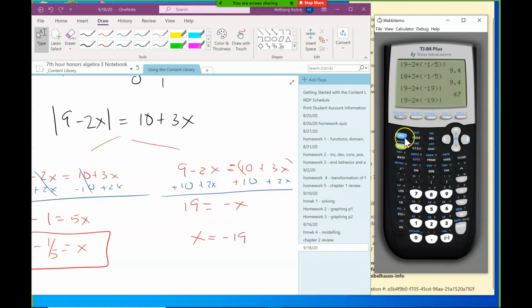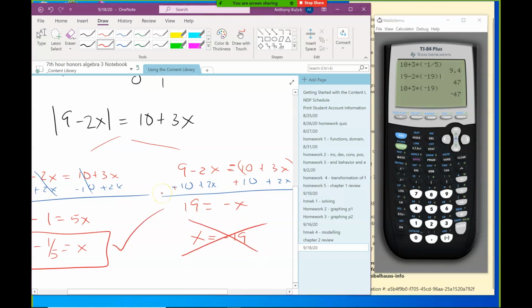And if I do the same thing again, I can go back and again replace the -1/5 with -19. And there, those don't work. Right, one I got positive 47, the other I got -47. So I have just the one solution of -1/5. Are you happy with that? Amy.